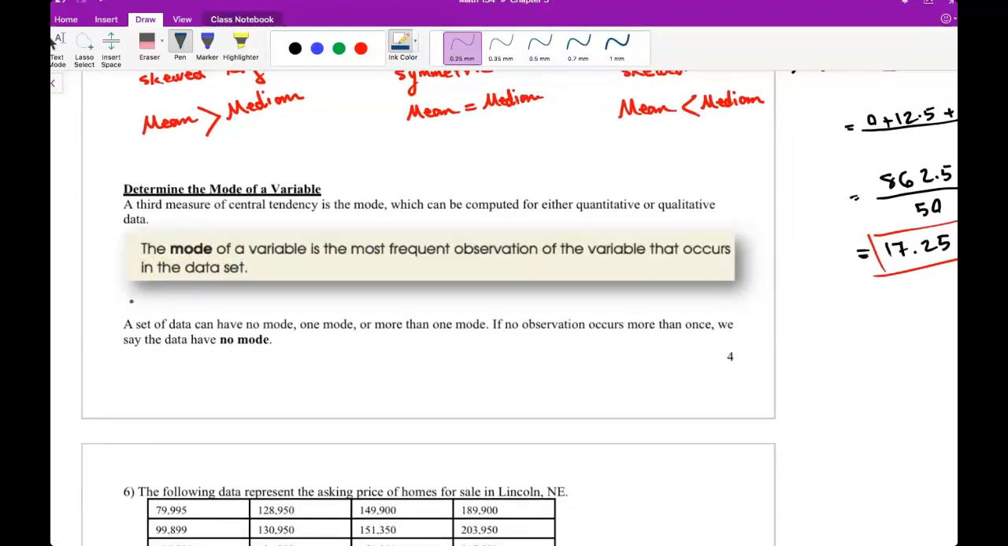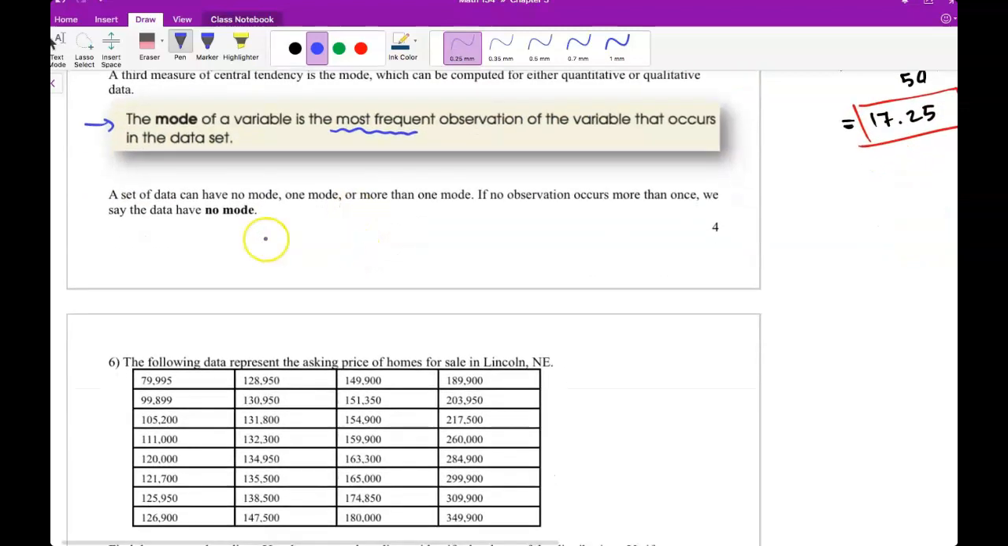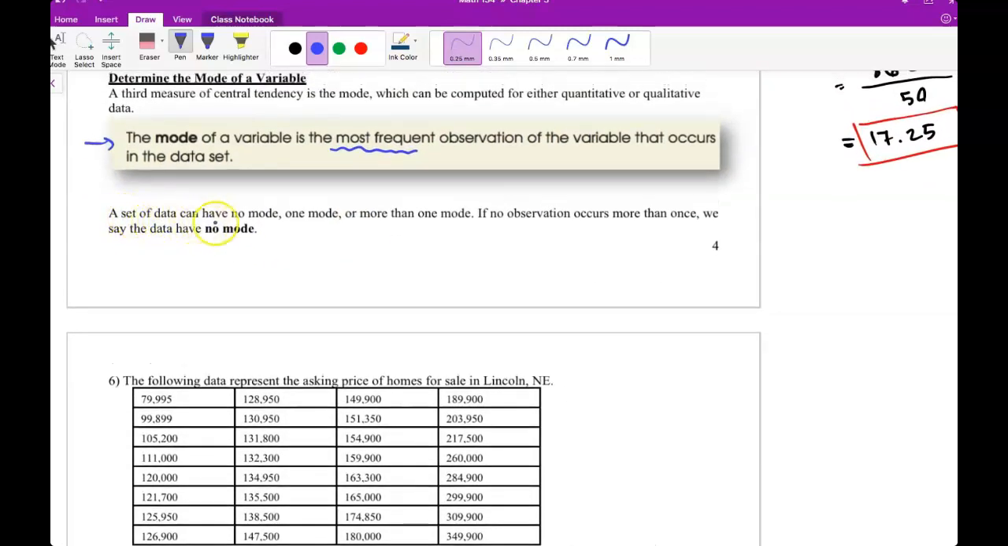Next part. Determine mode of a variable. What that is, mode of a variable is the most frequent observation of the variable that occurs in the data set. A set of data can have no mode, one mode, or more than one mode. If no observation occurs more than once, we say the data have no mode.